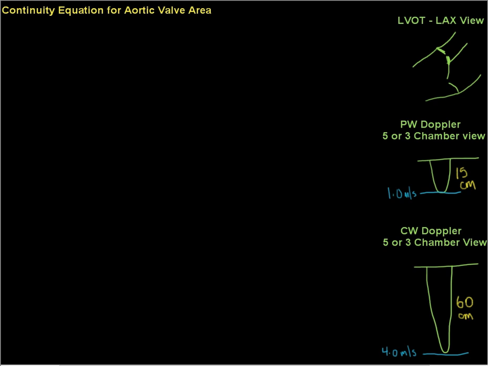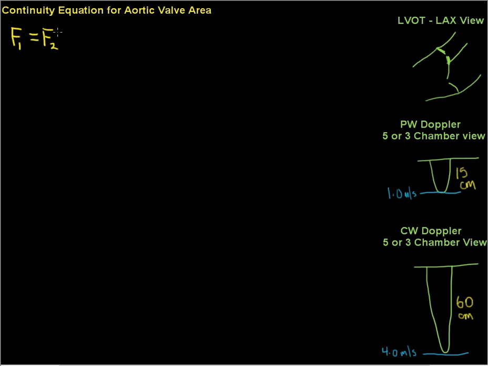Today we're going to talk about using the continuity equation to calculate the aortic valve area. Now the continuity equation deals with the conservation of flow. Mathematically, we would write the continuity equation that flow at one point in an enclosed system has to equal flow at a second point in that enclosed system.